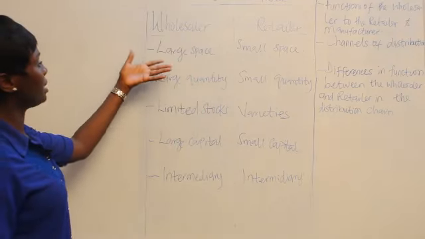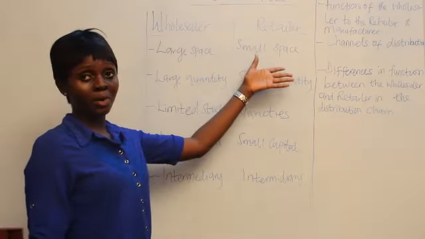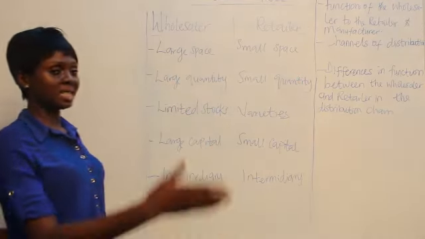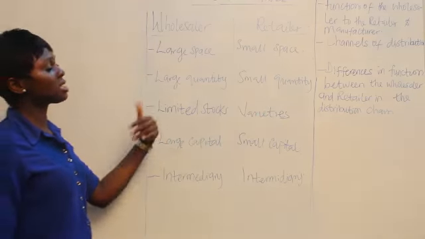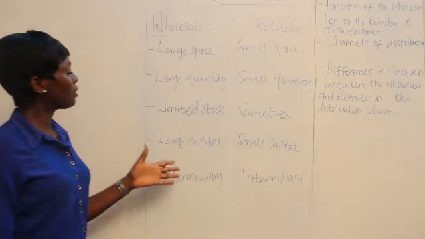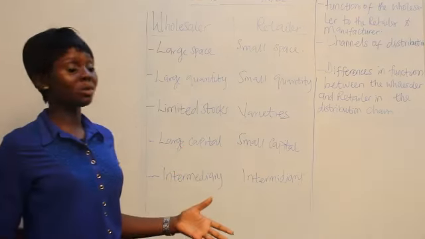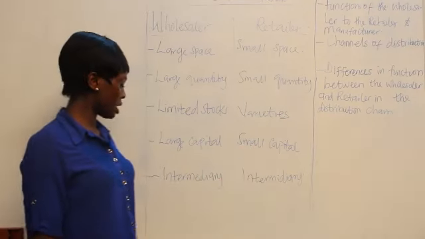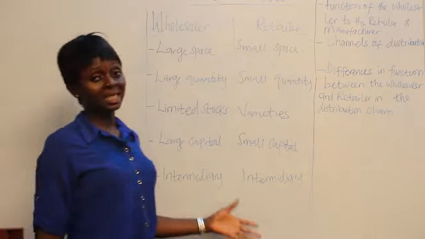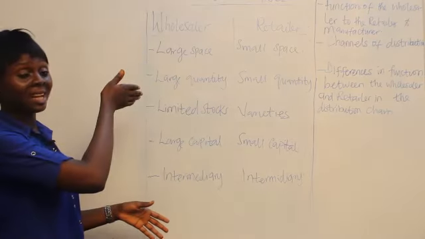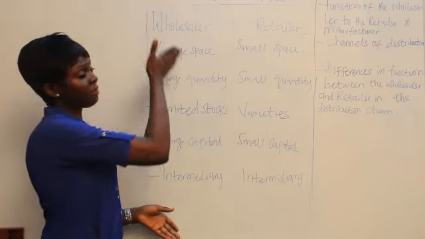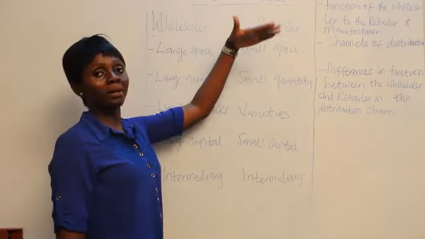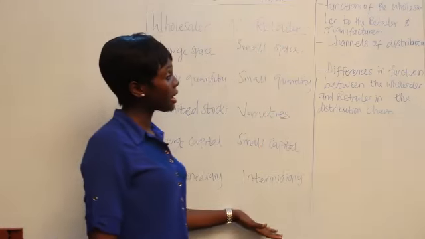The wholesaler requires large space. The retailer requires small space. They buy in large quantity. They buy in small quantities and sell to the final consumers. They have limited stocks. They have varieties of stock. Now, to set up a wholesale business requires large capital, while the retail requires just small capital to start up. Now, the wholesaler stands as an intermediary between the manufacturer and the retailer, while the retailer stands as an intermediary between the manufacturer or wholesaler and the final consumers.